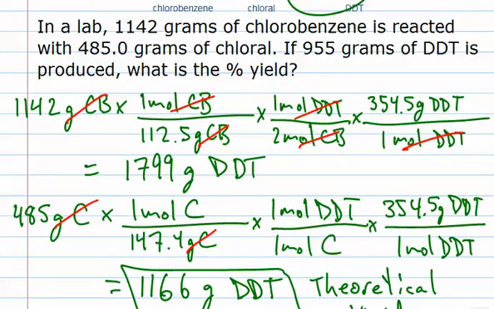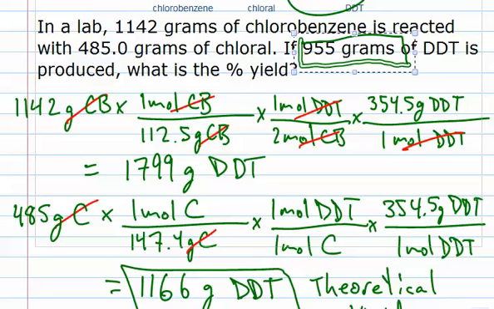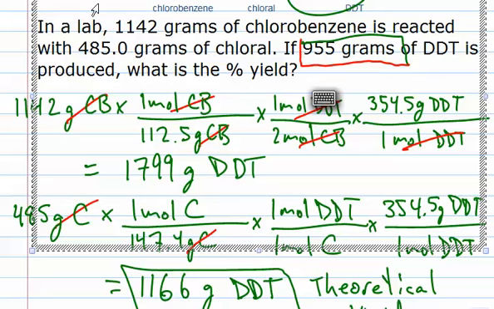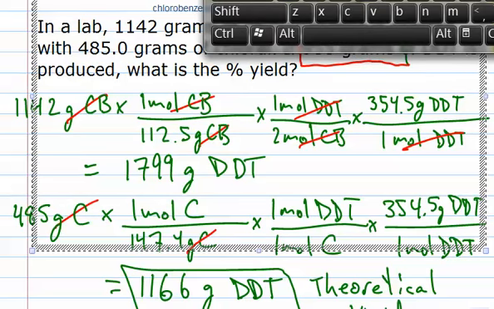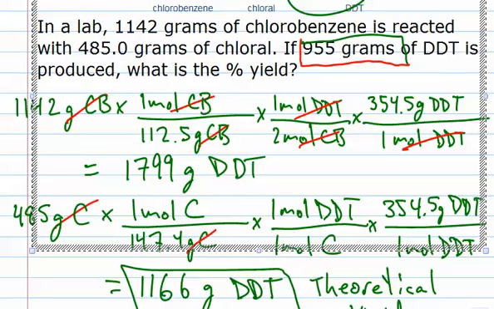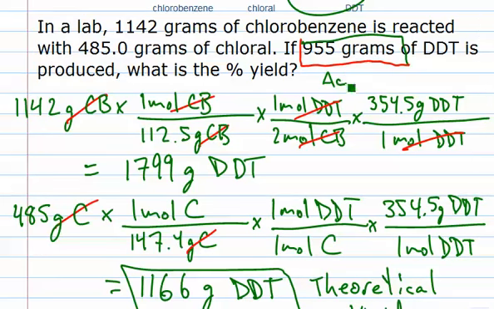Now in my problem, it tells me that I'm producing 955 grams of DDT. This is my actual yield. Sorry about that. So this is my actual yield right here, 955 grams.